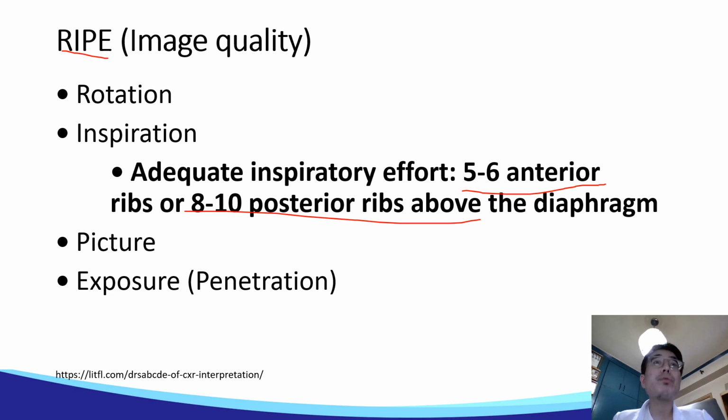P refers to picture. This is a quality assurance check, meaning does the chest x-ray adequately cover the entirety of the lung fields? Are the scapulae also covered? And so on. Finally, E refers to exposure or penetration. The exposure or the penetration of the film is adequate if the outlines of the vertebral bodies are also visible.